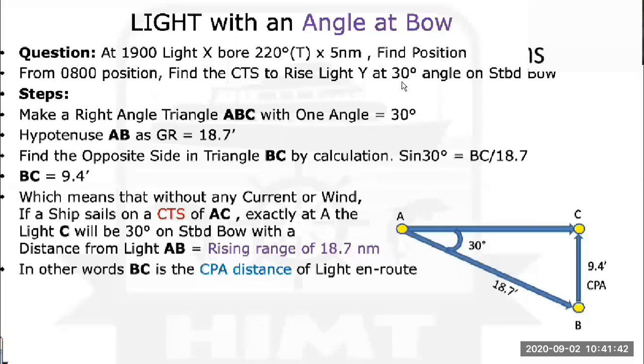I think he's asking about the difference in wordings. Yes, sir. Confusion there, because here in the question we have written light X. Now for the light X only, we have found a fix. That is the initial position, 1900. From there you are sailing. No, from there you are sailing. That is A, no sir. That point is A only.